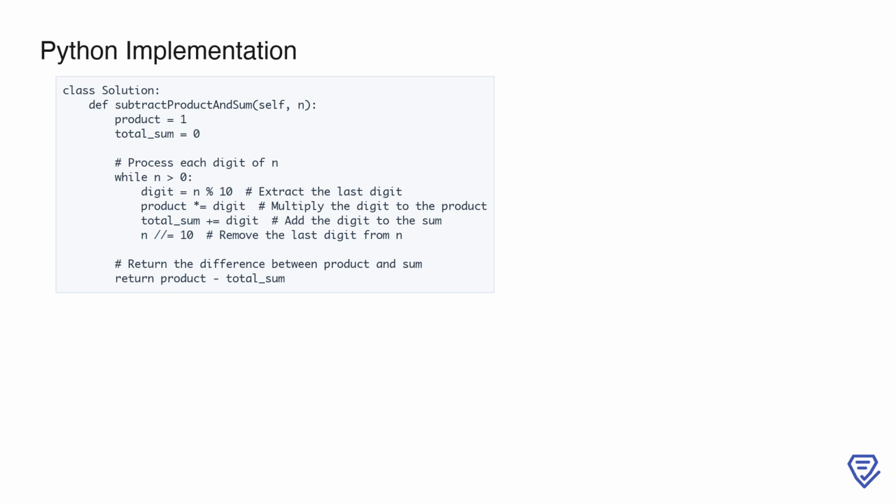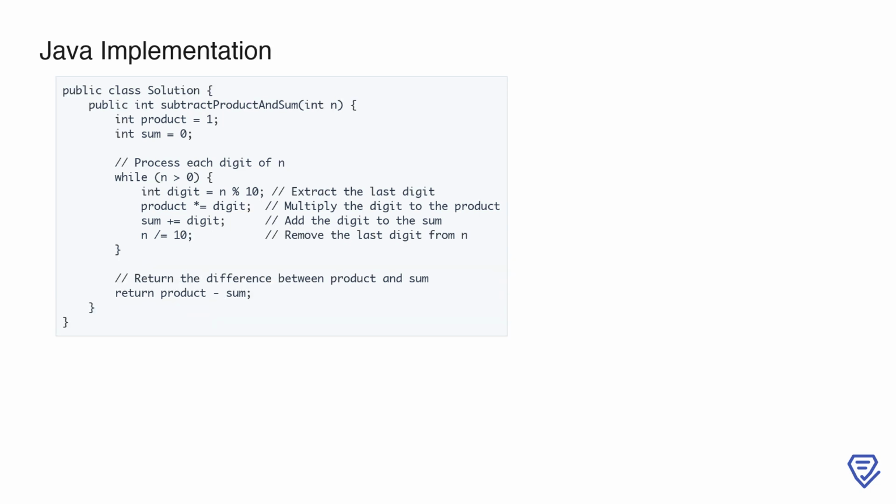This is the Java implementation of LeetCode problem number 1281, subtract the product and sum of digits of an integer. The code mirrors the Python logic, with a while loop extracting each digit from the number n using modulo and integer division. The extracted digit is used to update both the product and sum of the digits. Finally, the difference between the product and sum is returned.